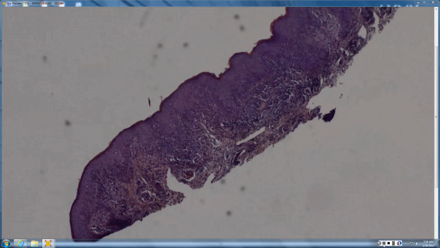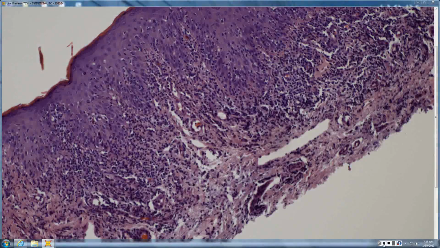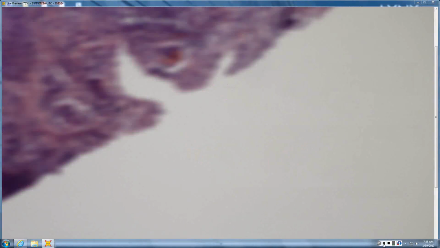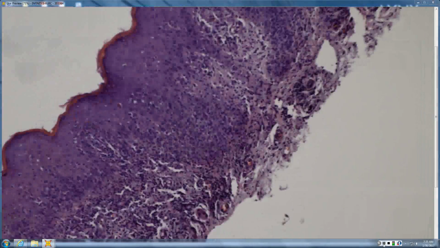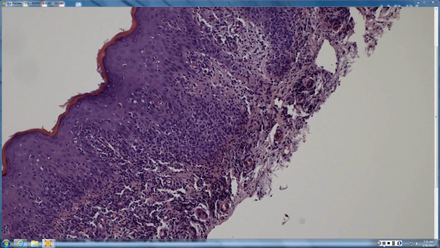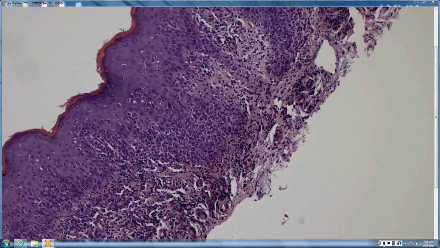Okay, Rob, what do you see? So a pretty intense interface infiltrate. Looks like more lymphocytes, probably, maybe some histiocytes. So you certainly have an interface dermatitis, and your rete pattern is effaced or accentuated. Well, in some areas it looks accentuated. And is that a usual thing for an interface dermatitis? Not usually. Usually you think of it being effaced.